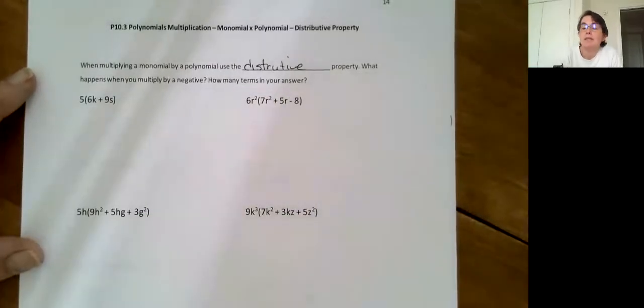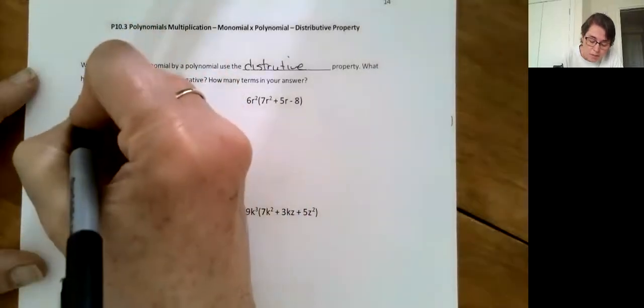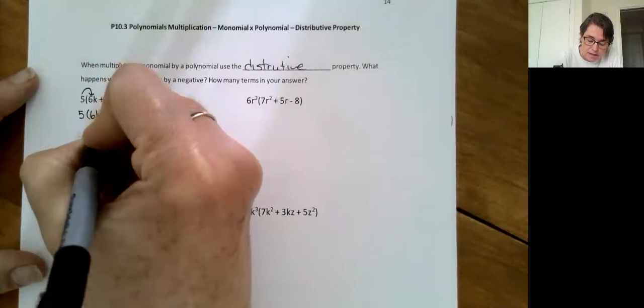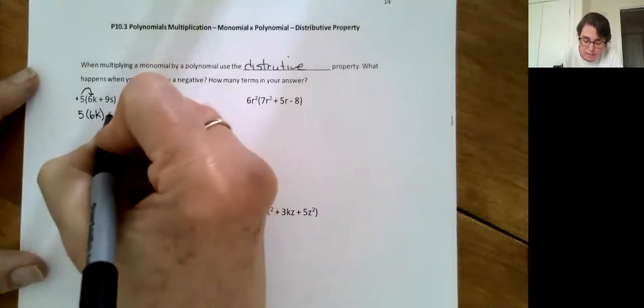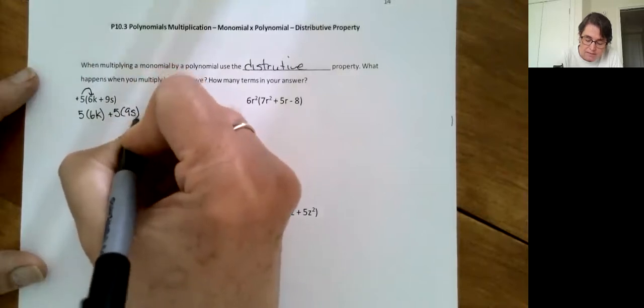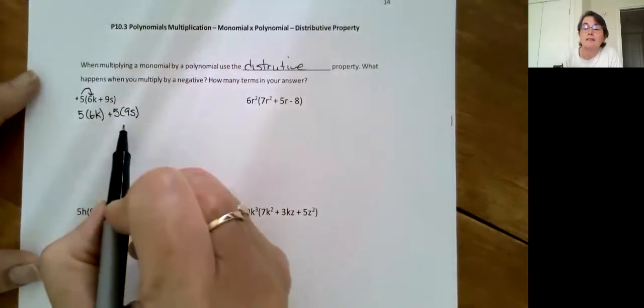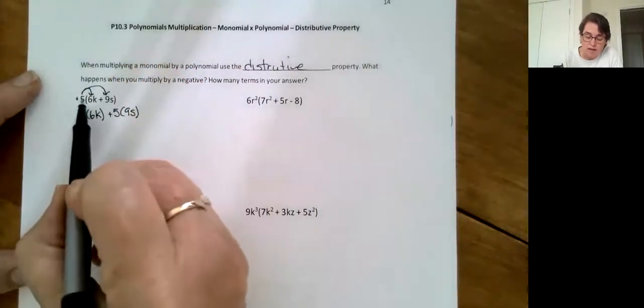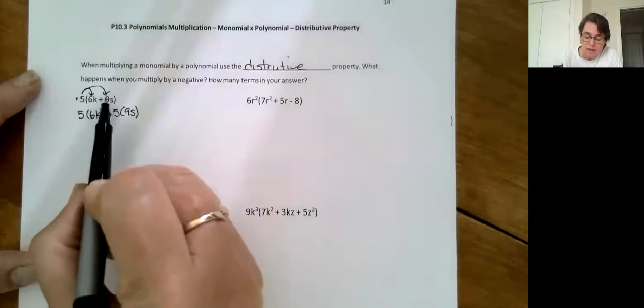For the first couple, I'm going to show you a way that, although it's an extra step and takes a little longer, sometimes helps students because it's straightforward and you're only doing one thing at a time. So we're just going to worry about distributing. 5 times 6k, now this is a plus 5, so I'm going to put a plus here because that belongs to that one, 5 times 9s. So in this first step, I'm really not doing any multiplication. I'm just organizing my work. So it's 5 times 6k, and then plus 5 times 9s.